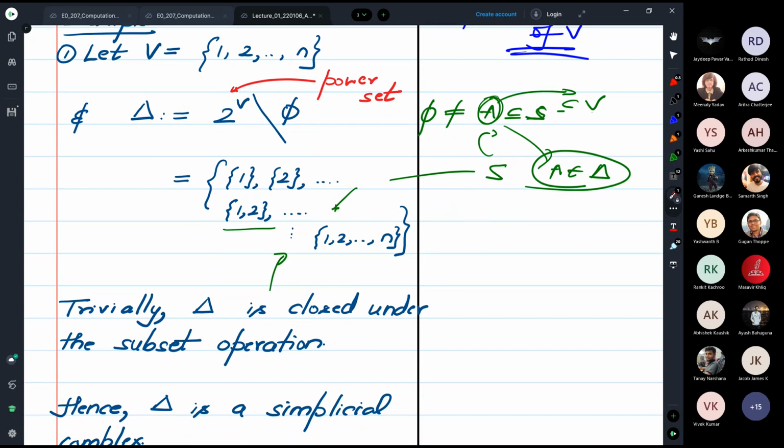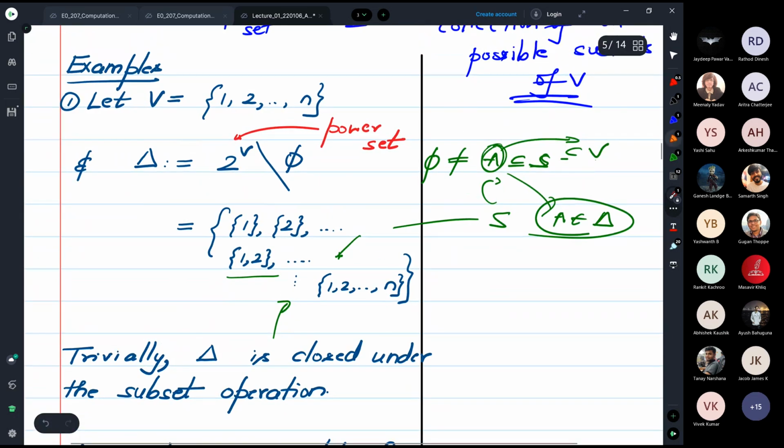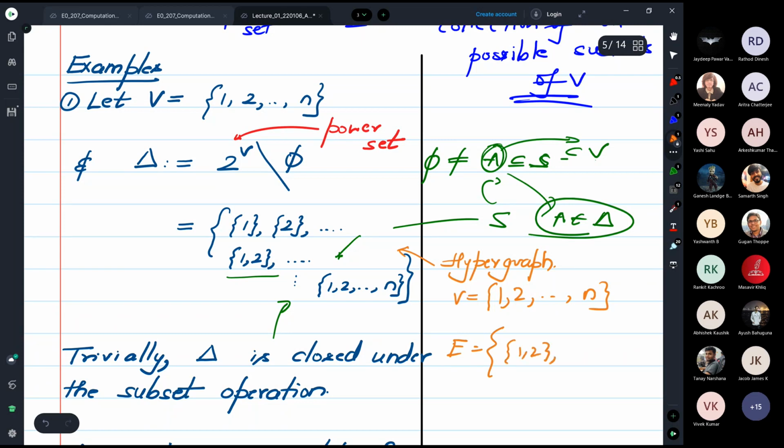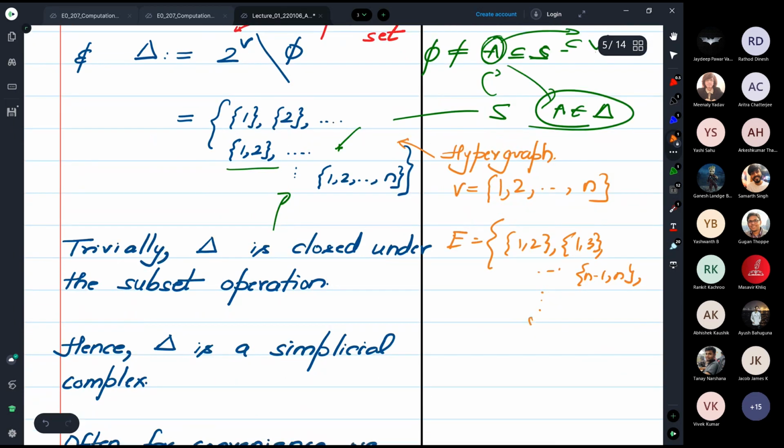Is this okay? Now, you can also view this as a hypergraph, right? So I just have to write it separately. For example, I will say the vertex set is 1, 2, and so on, all the way up till n. And the edge set is made up of {1,2}, {1,3}, all the way up till {n-1,n}, and all the way up till {1,2,...,n}.